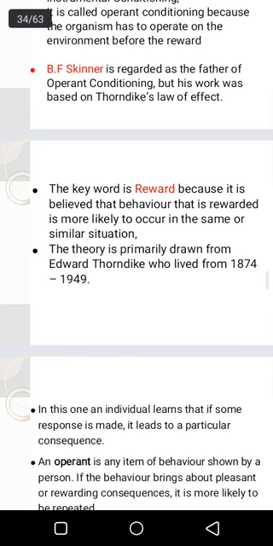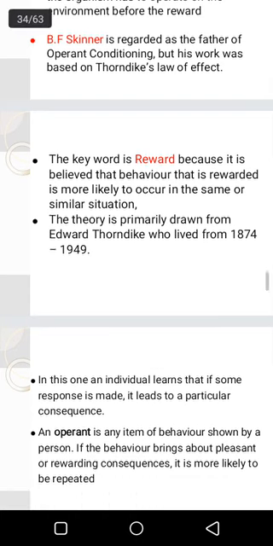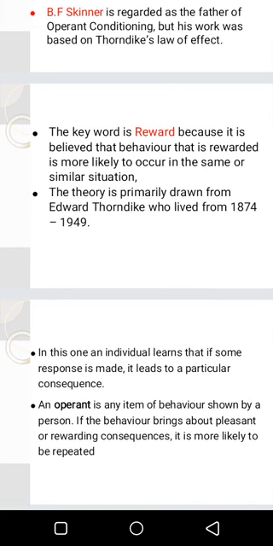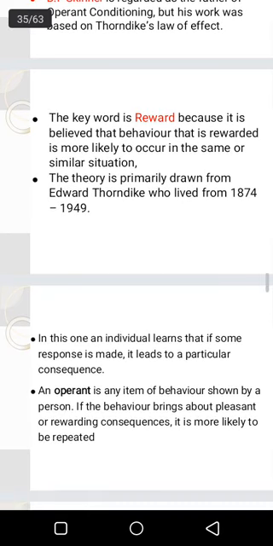The key word is reward. So in this operant conditioning, the key word is the reward, because it is believed that behavior that is rewarded is more likely to occur in the same or similar situation. For example, when a child has passed, you always present a reward to this child. You are encouraging what? The same behavior to continue.